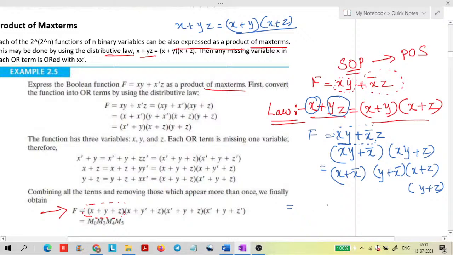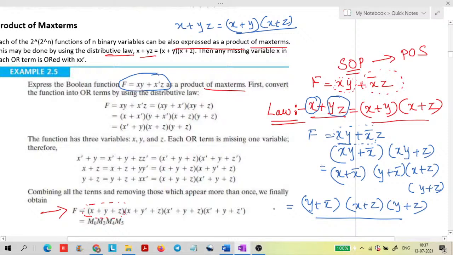Okay, so now you can solve. X plus x bar is 1, then we'll get (y plus x bar), (x plus z), then (y plus z). There are three terms. So the function has three variables. How many variables are there in this function? 3. So one variable is missing in each term.